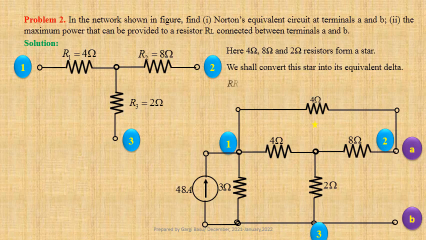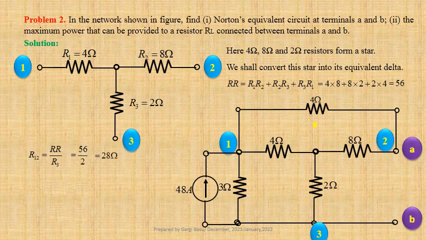Let us calculate RR equals R1 into R2 plus R2 into R3 plus R3 into R1. Using values we get 4 into 8 plus 8 into 2 plus 2 into 4 equals 56. We know that R12 equals RR divided by R3. Using values we get 56 divided by 2 equals 28 ohm. R23 equals RR divided by R1. Using values we get 56 divided by 4 equals 14 ohm. And R31 equals RR divided by R2. Using values we get 56 divided by 8 equals 7 ohm. Let us now replace this star with its equivalent delta.